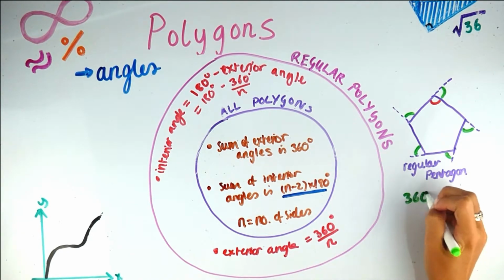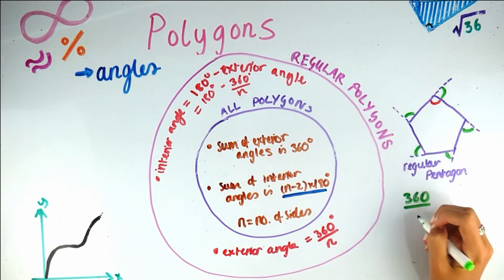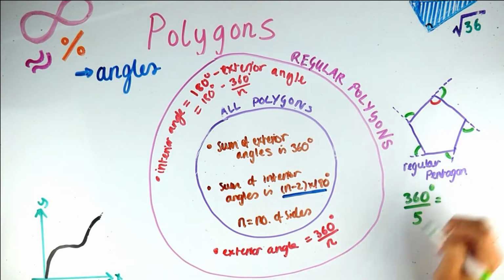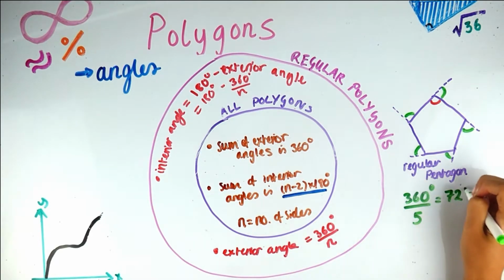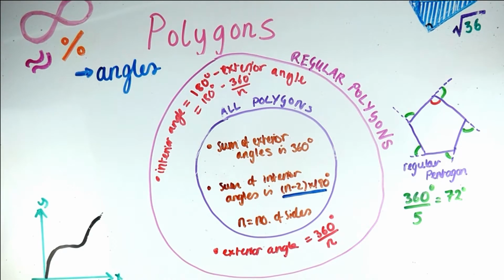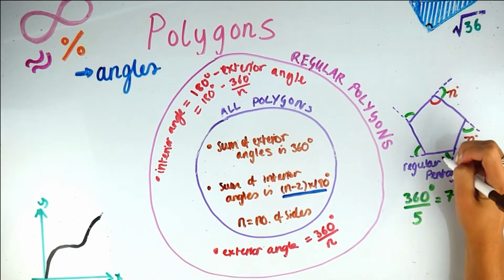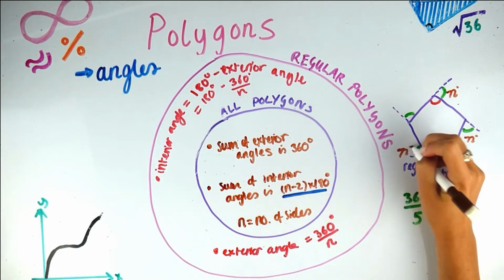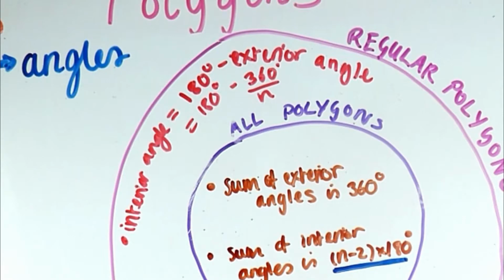So 360, and n is the number of sides. We have 1, 2, 3, 4, 5. 360 divided by 5. So that tells us that it's 72 degrees. So we know each of these exterior angles is 72 degrees. This one is 72 degrees, this one is 72 degrees, this one is 72 degrees, this one is 72 degrees. So that's simple enough. Let's look at the other point.